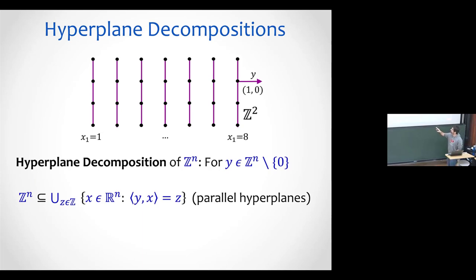Let's think now about how we measure the number of hyperplanes. This is going towards Stefan's question about counting hyperplanes and this notion of flatness. What should I do if I have a non-zero vector? If I have a non-zero integer vector, I can break up space according to the integer inner products of that vector. In this case, it's the x1 direction.